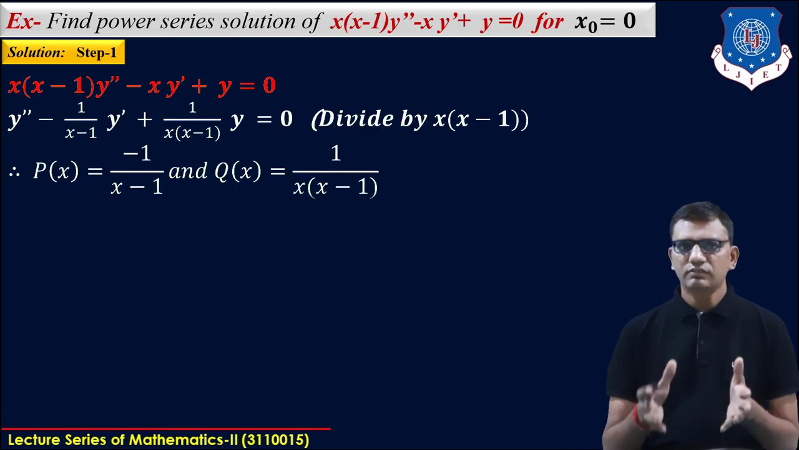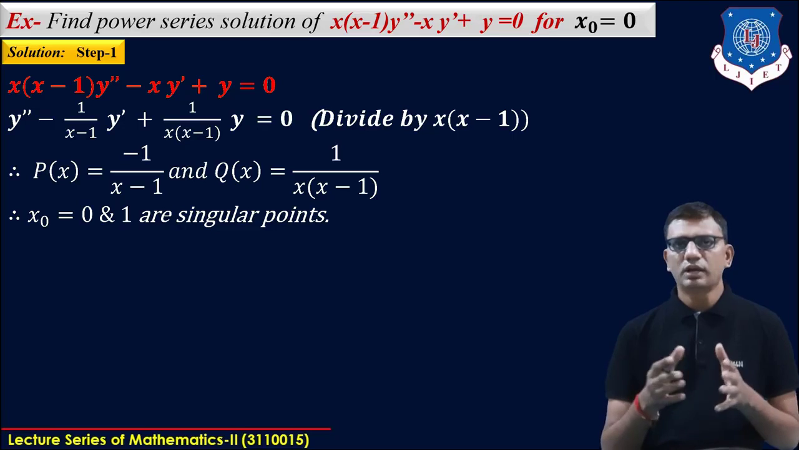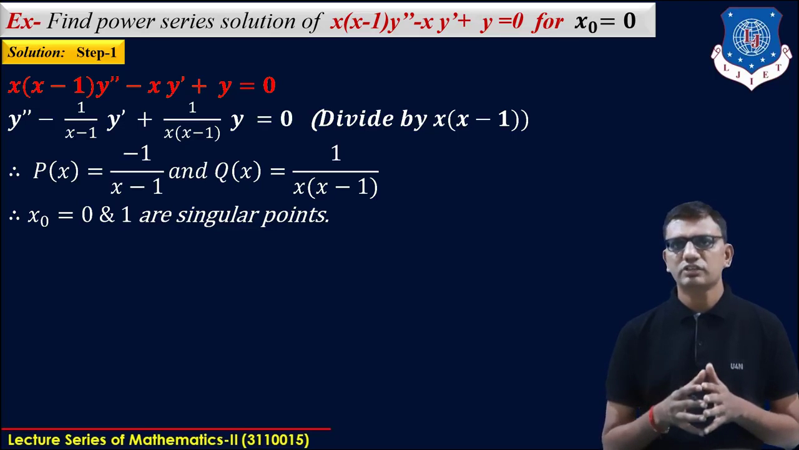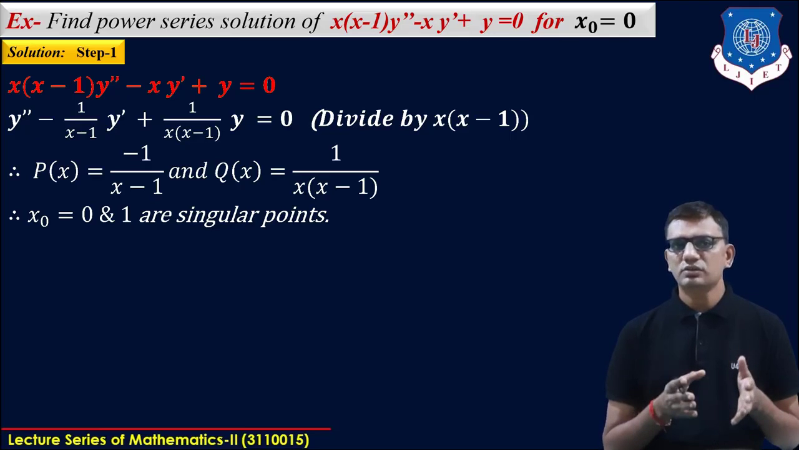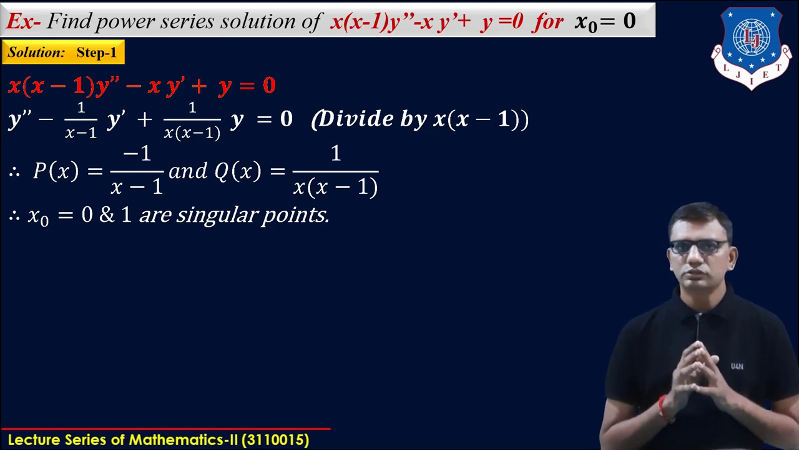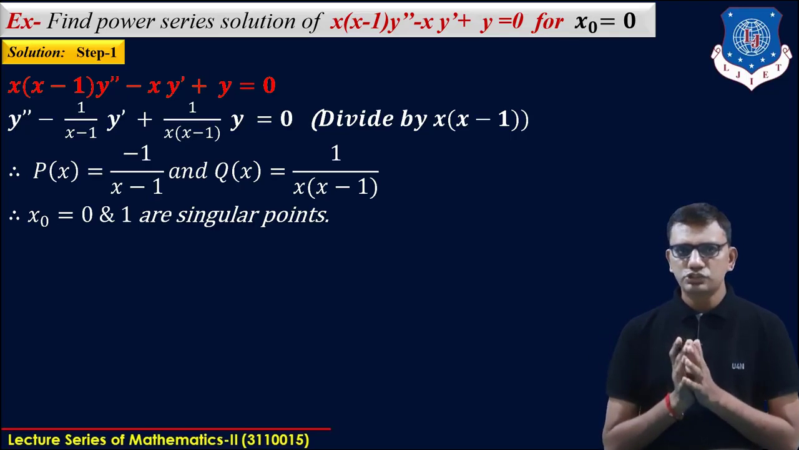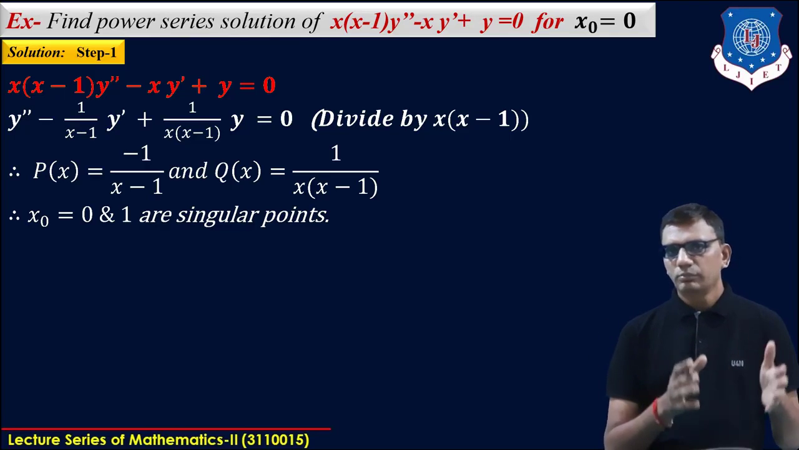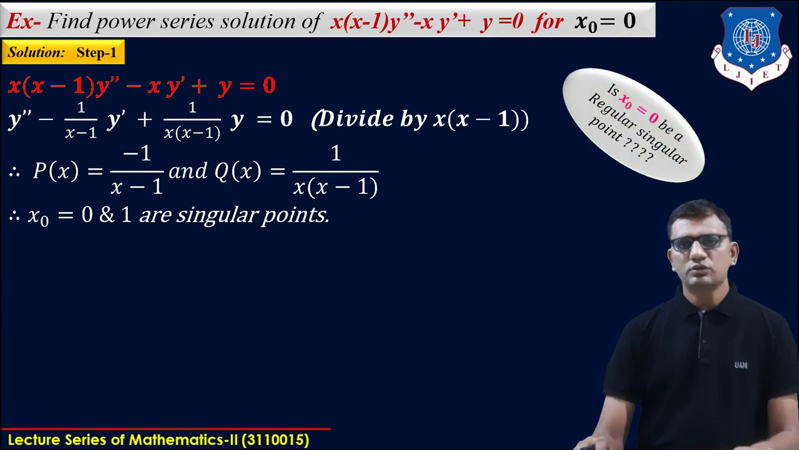Here we divide our equation by x(x-1). So p(x) = -1/(x-1) and q(x) = 1/(x(x-1)). So we can say that x0 = 0 and 1 both are singular points. But we want to find the power series solution about only the singular point x0 = 0. So we omit the singular point 1 and we check whether x0 is a regular singular point or not.